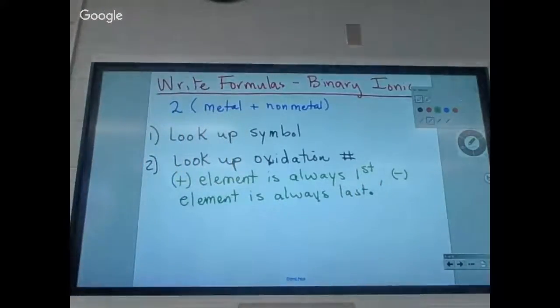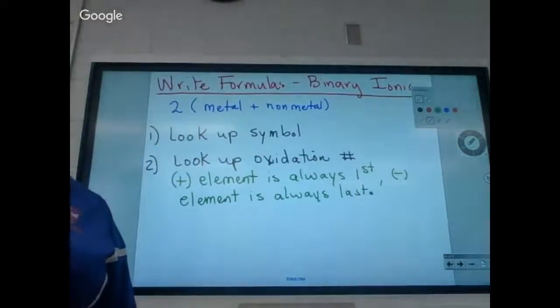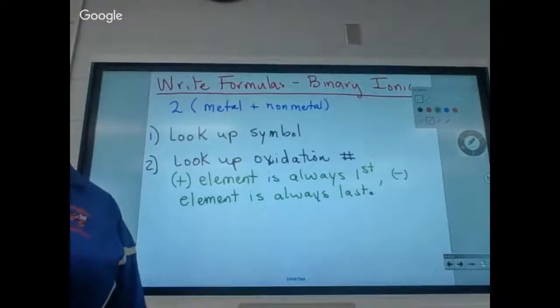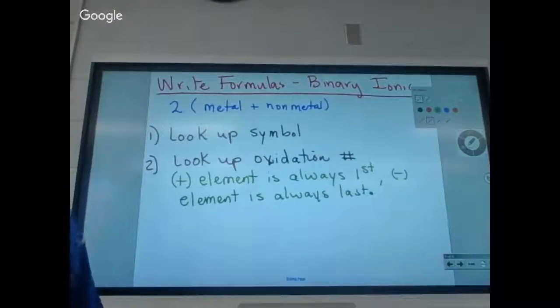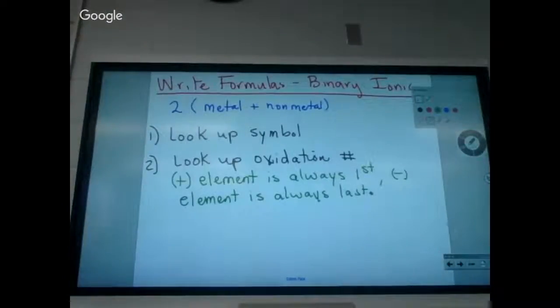What if you have more than 2? The middle element can be positive or negative. A lot of times it's going to be positive, but it could be either or. But if you have 3, the first one's always positive and the last one's always negative. But remember, right now we're talking about only 2.